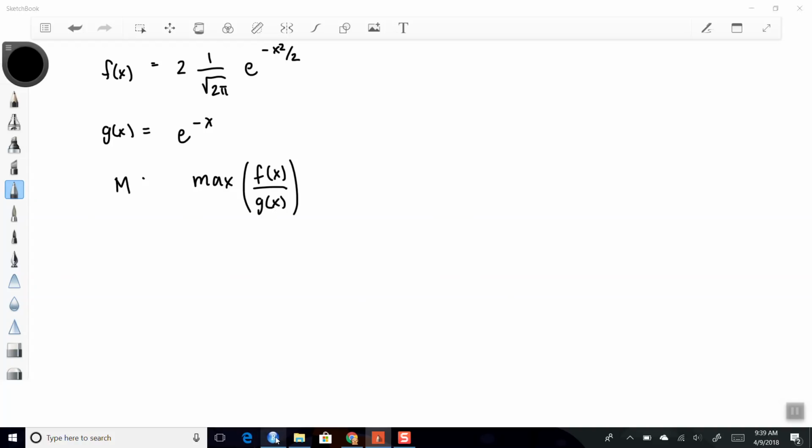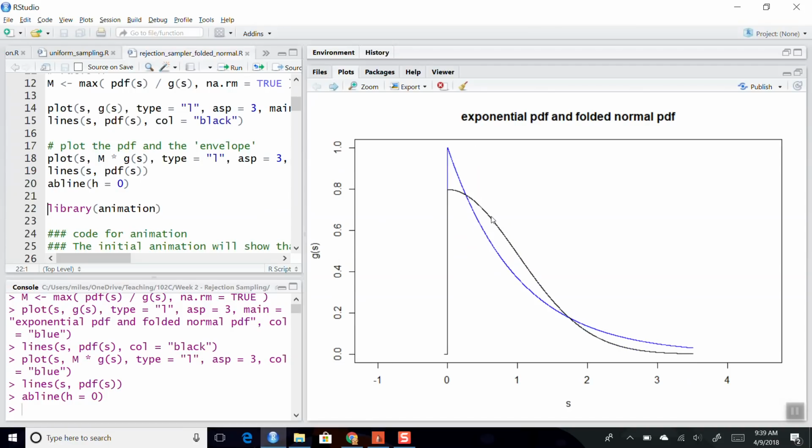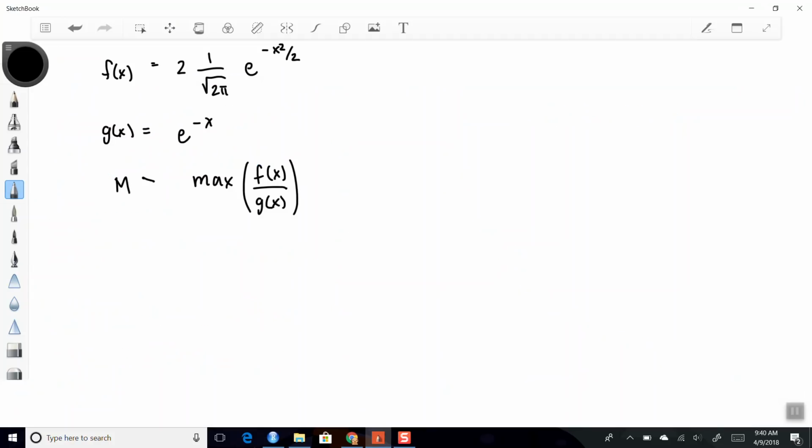So basically on our graph, we need to find where f of x is the tallest versus g of x, which is probably going to be right here versus right here, somewhere around here, where the vertical distance is the greatest. We need to find the ratio here, and then we're just going to multiply the blue by that ratio so that it brings it up to equal, okay? So m needs to be greater than or equal to this.